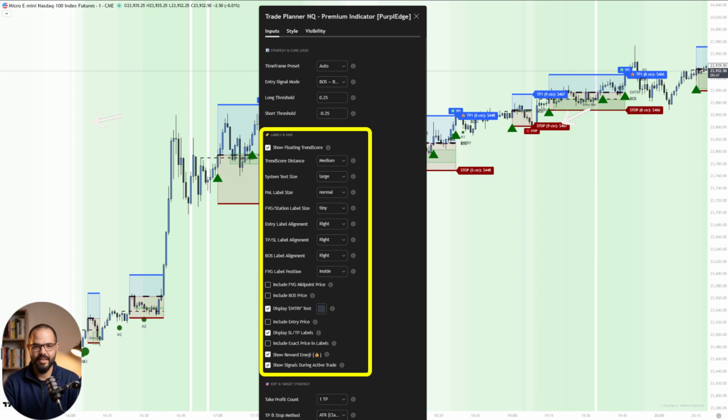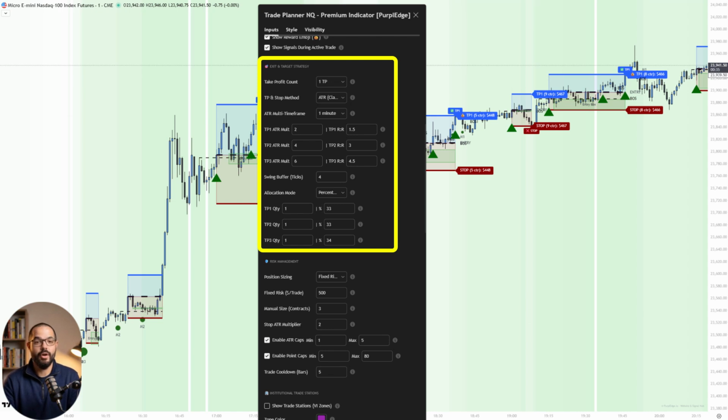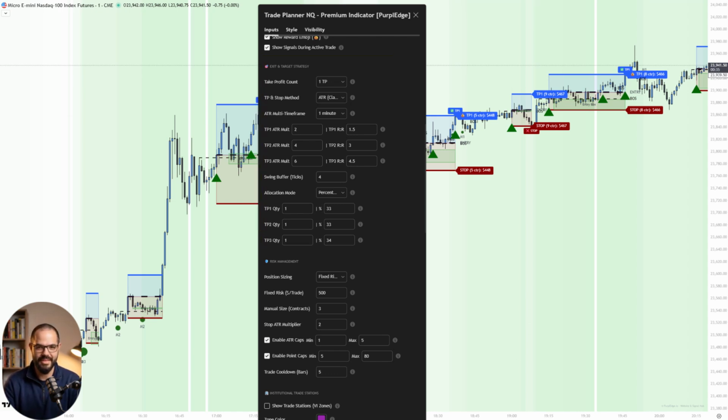Second, labels and HUD. This section gives you full control over your dashboard. You can adjust text sizes, toggle specific labels on or off, and choose to display exact price levels on your roadmap for maximum clarity. Third, exit and target strategy. Here, you define your profit-taking plan. You can set the number of targets, choose your stop-loss method between ATR or the last swing high and low, and decide if you want to exit in one block or scale out using multiple take profits.